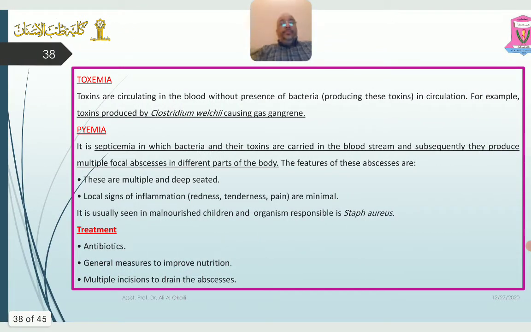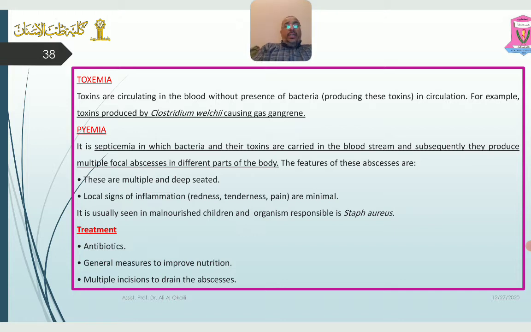Toxemia. Toxins are circulating in the blood without the presence of bacteria producing these toxins in the circulation. For example, toxin produced by Clostridium welchii causing gas gangrene. البكتيريا في مكان آخر وتفرز التوكسينز اللي تؤدينا إلى destruction of the tissue.